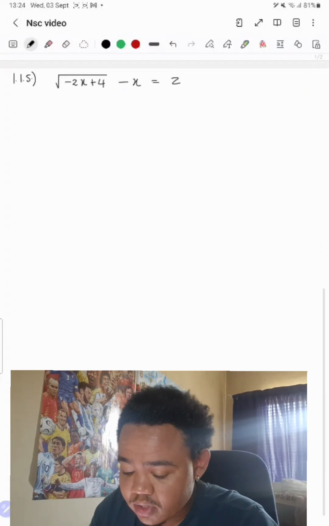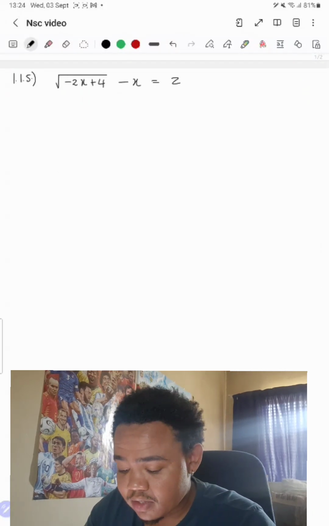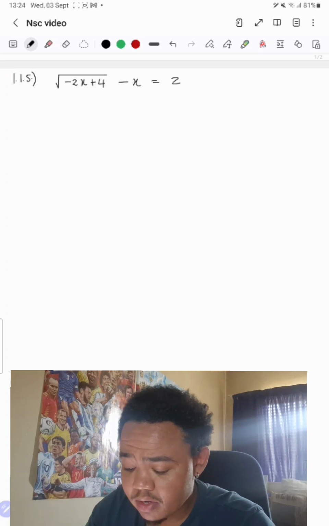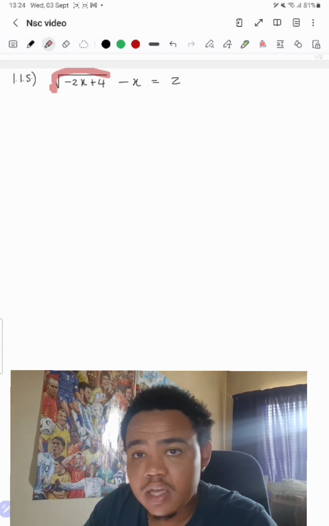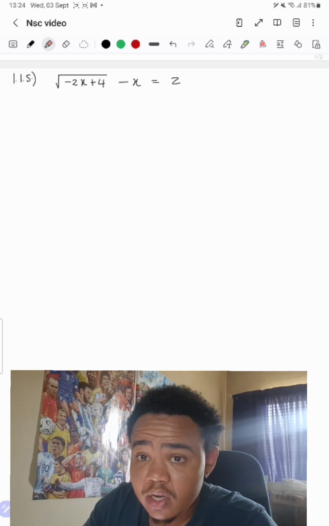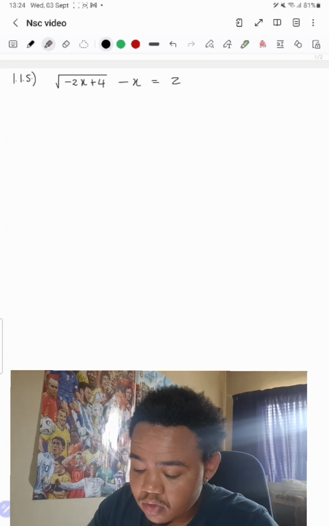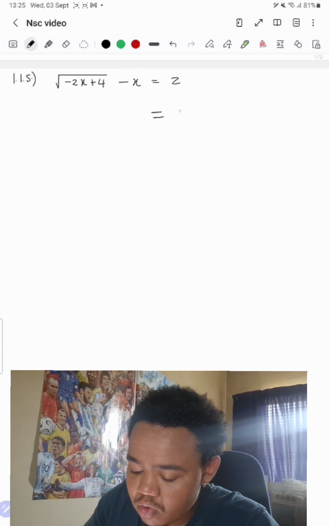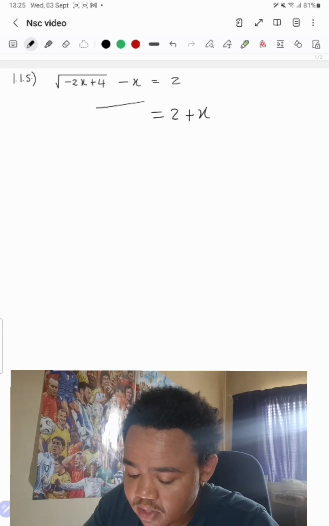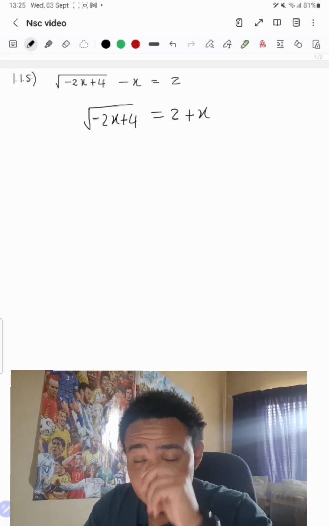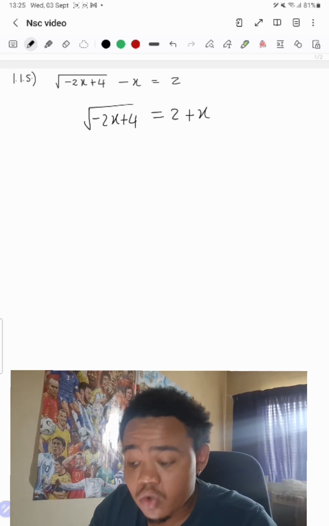So we're going to start here. The question says negative square root of negative 2x plus 4, minus x, is equal to 2. When I look at such a question, I first see this square root, and I do not want that. So my first goal is to get rid of it. I'm going to make that the subject of my equation, meaning I'm just going to leave it alone on one side. So I'm going to move this over: 2 plus x. Remember, if it's minus x here, it's going to become plus x on the other side. And now, negative 2x plus 4.